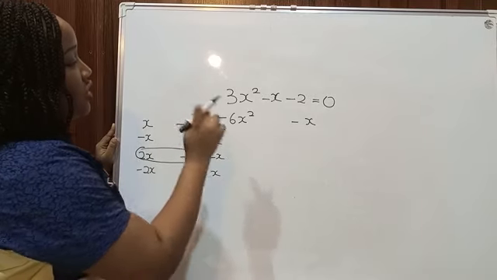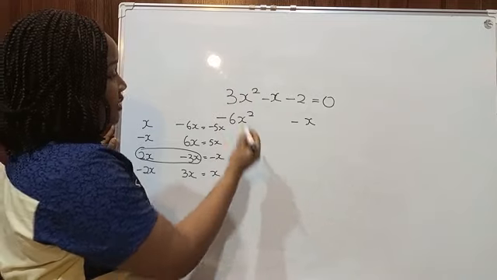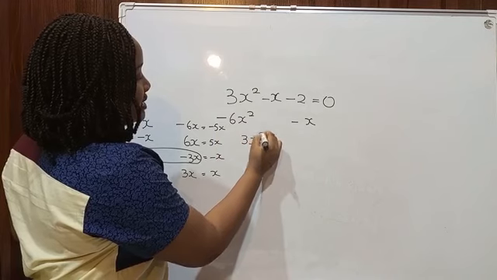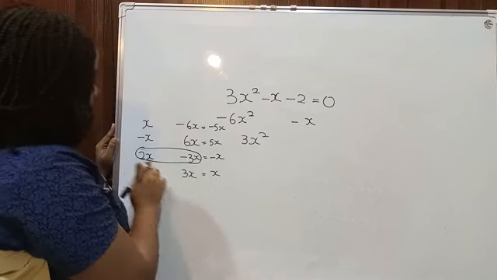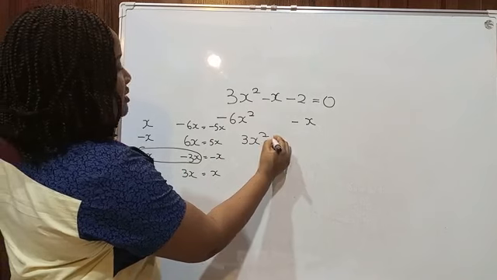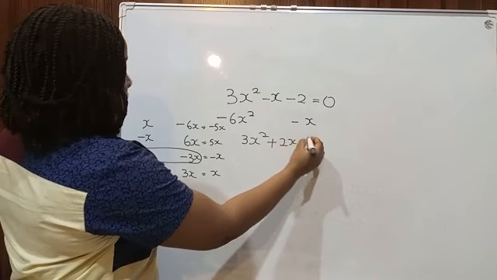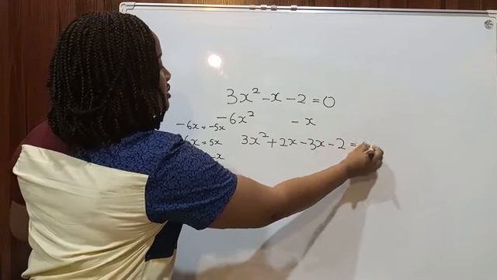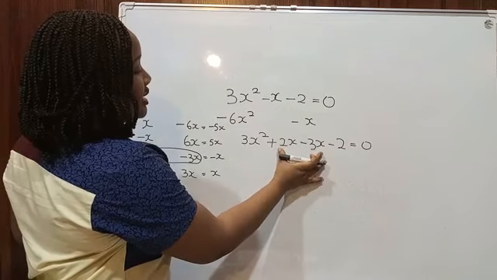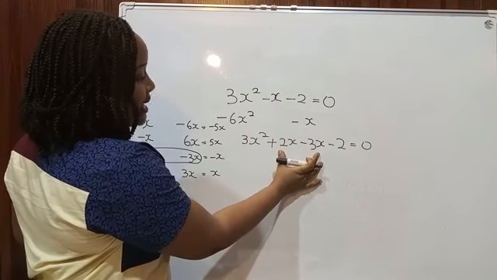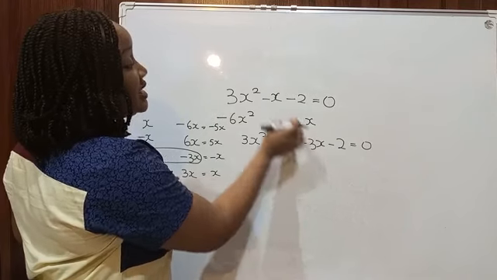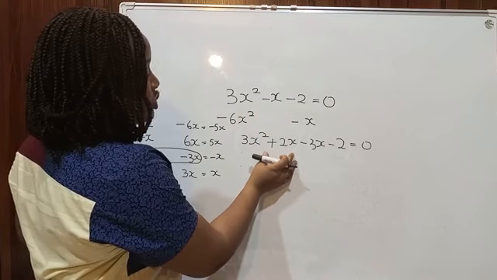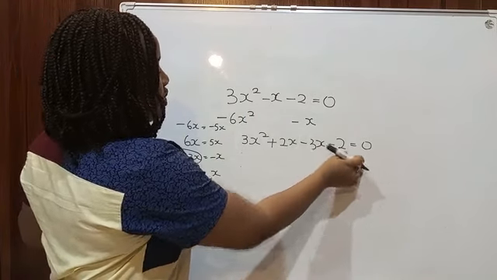2x and minus 3x. So what you do, you don't just key it into the equation. First, you rearrange the equation like this. You have 3x squared. So instead of putting this minus x, you put this expression: plus 2x minus 3x minus 2 equals 0. So we've succeeded in replacing this minus x by 2x minus 3x, which still gives us minus x. So the next equation now is 3x squared plus 2x minus 3x minus 2 equals 0.